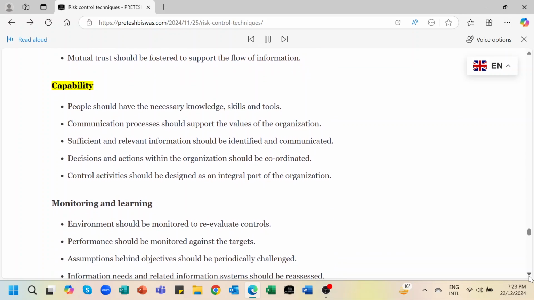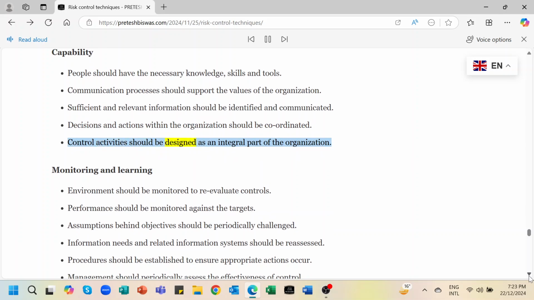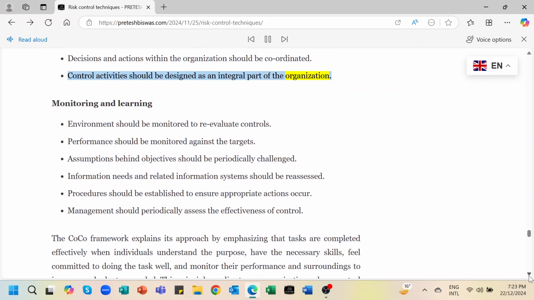Capability. People should have the necessary knowledge, skills, and tools. Communication processes should support the values of the organization. Sufficient and relevant information should be identified and communicated. Decisions and actions within the organization should be coordinated. Control activities should be designed as an integral part of the organization.